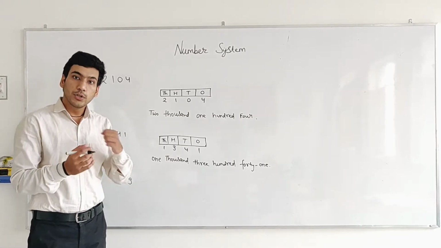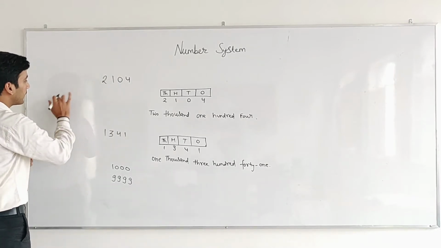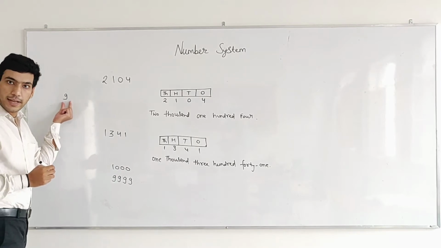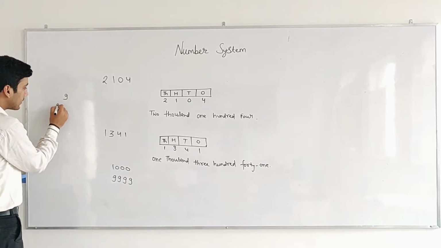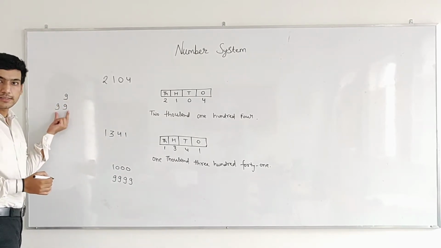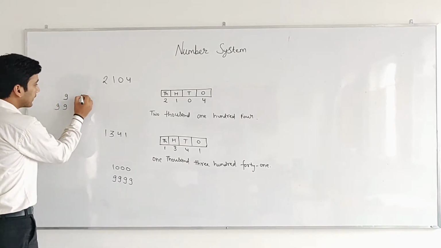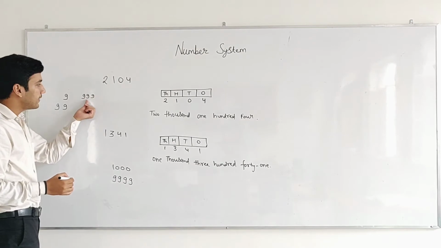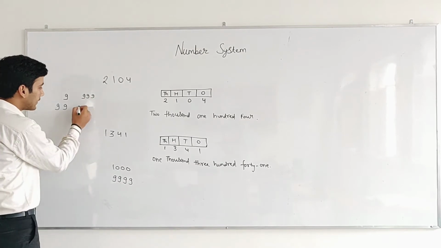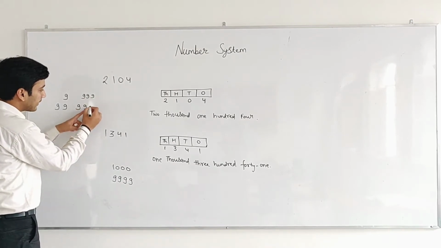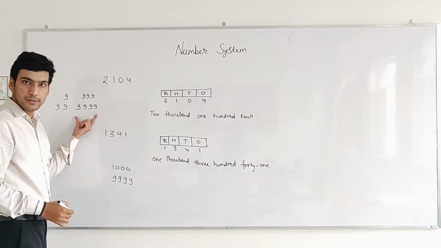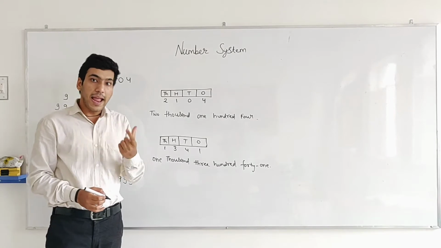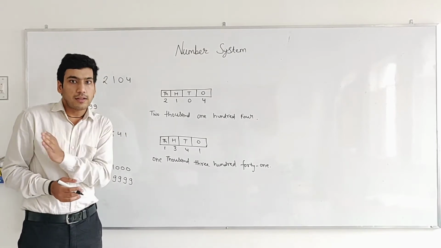Students, you have all studied in your previous classes that the greatest 1-digit number is 9. The greatest 2-digit number is 99. The greatest 3-digit number is 999. And the greatest 4-digit number is 9999. So in this way, you can find the greatest number of any number of digits.